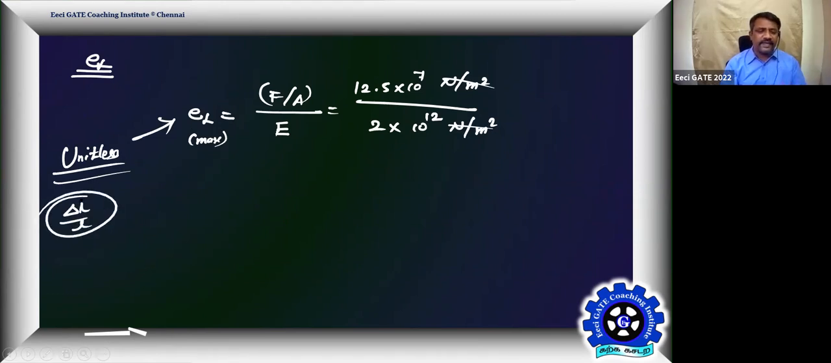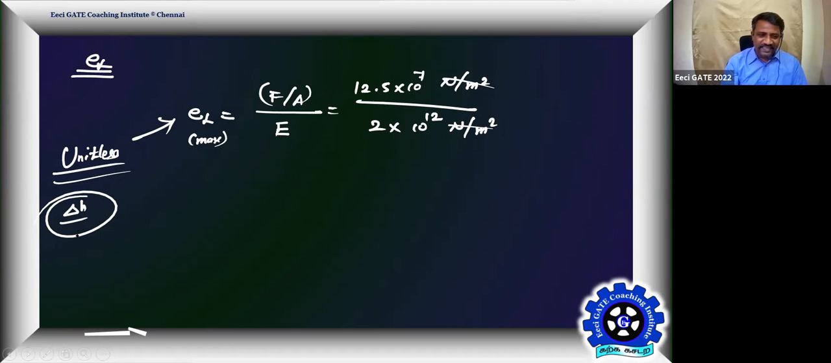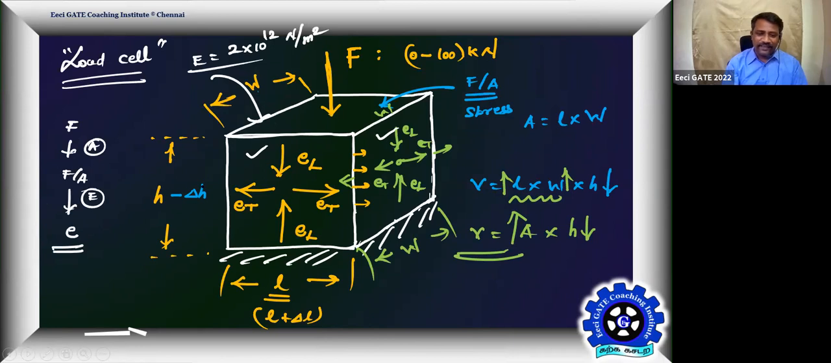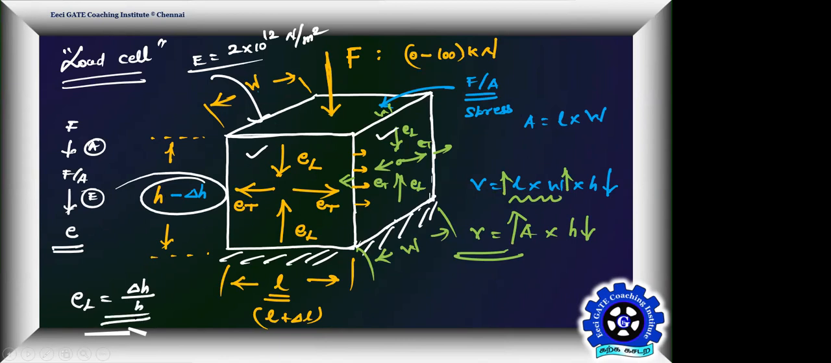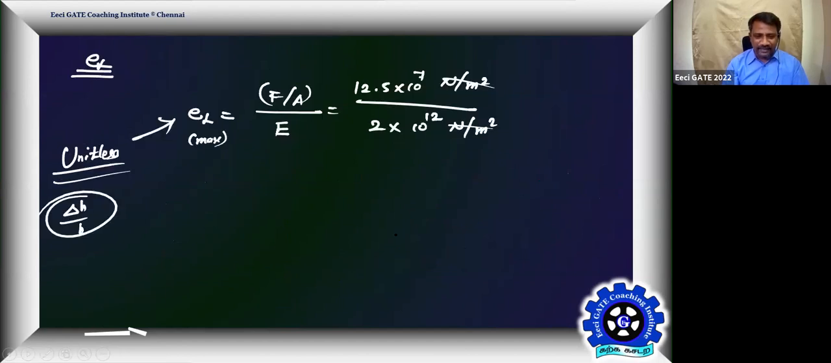But in this case, it is not delta L by L. In this case, it is delta H by H, because EL is in line with the geometry. EL is going to change only your H. ET is the one going to change W, and ET is also going to change the length. EL is the one going to change your H. Therefore, don't say EL is by habit delta L by L. Following, right? Yes, sir.